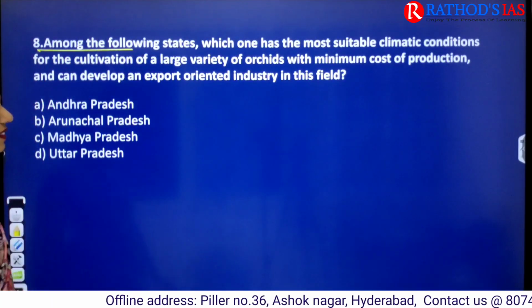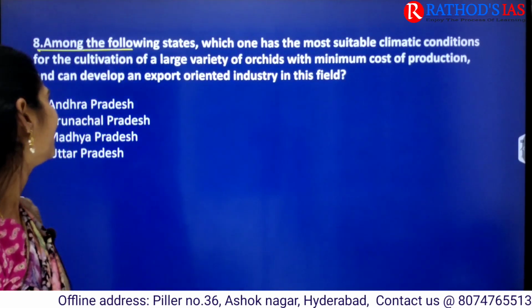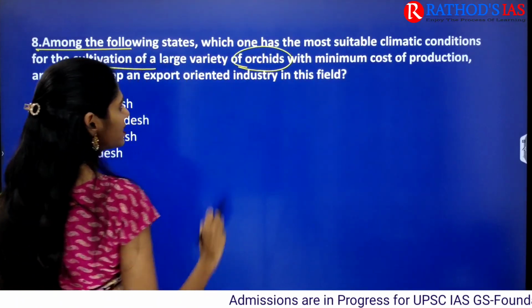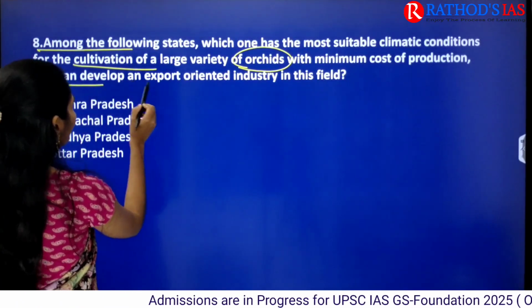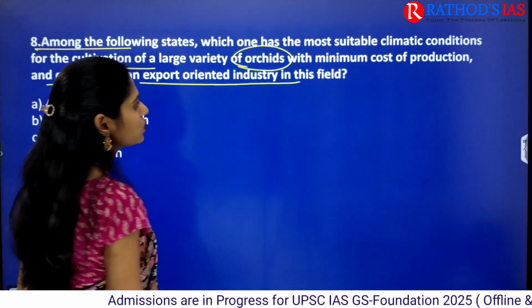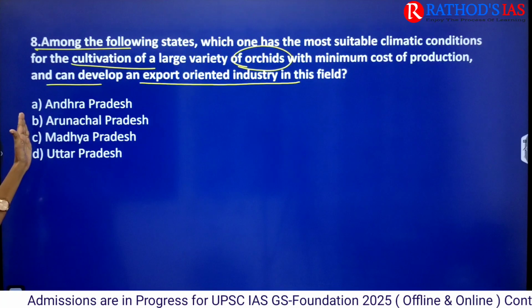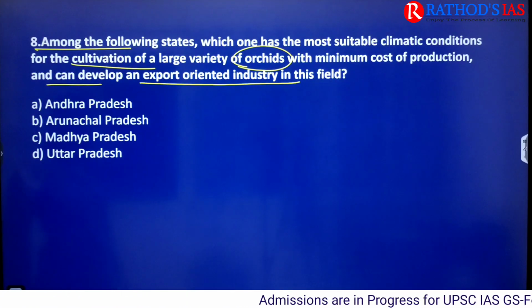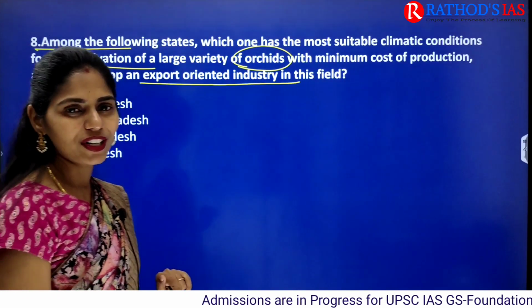Among the following states, which one has the most suitable climatic conditions for the cultivation of a large variety of orchids with minimum cost of production and can develop an export-oriented industry in these orchids? Option A is Andhra Pradesh, option B is Arunachal Pradesh, option C is Madhya Pradesh and option D is Uttar Pradesh. All are Pradesh here. So please tell me what the answer is.